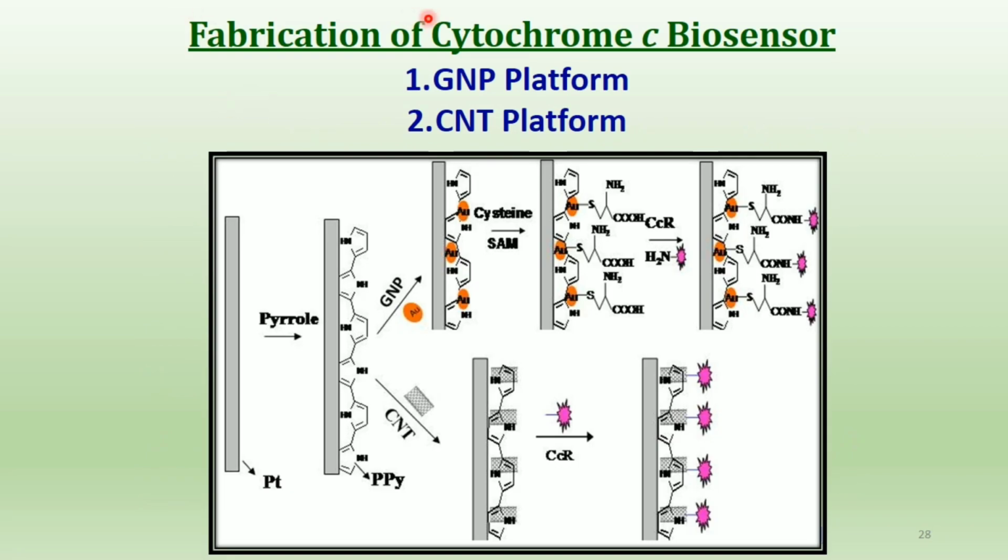Here I have shown the fabrication of the cytochrome C biosensor using cytochrome C reductase. The fabrication steps are very similar to what I said for the first sensor. So we have used a platinum electrode. We have conjugated the modified electrode surface with the cytochrome C reductase in this case.